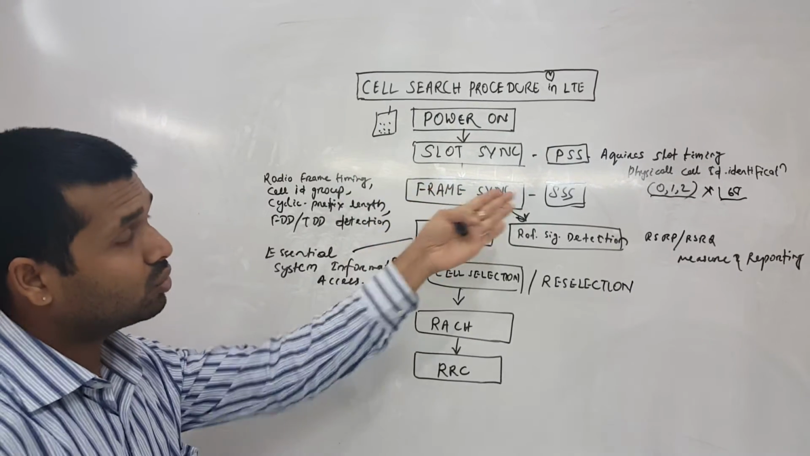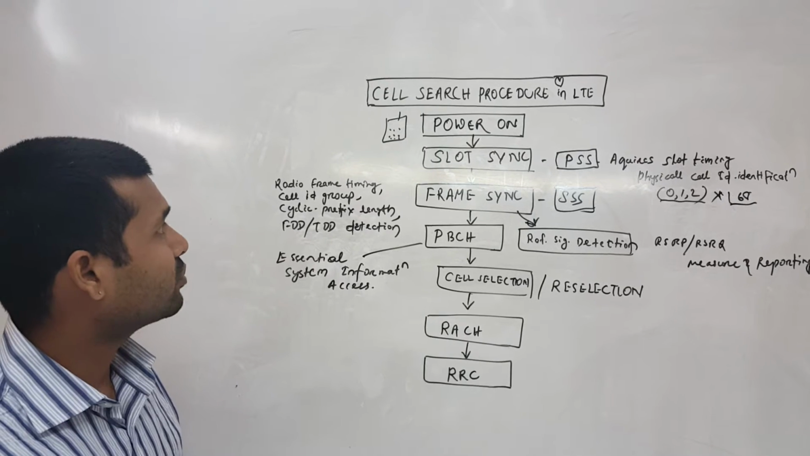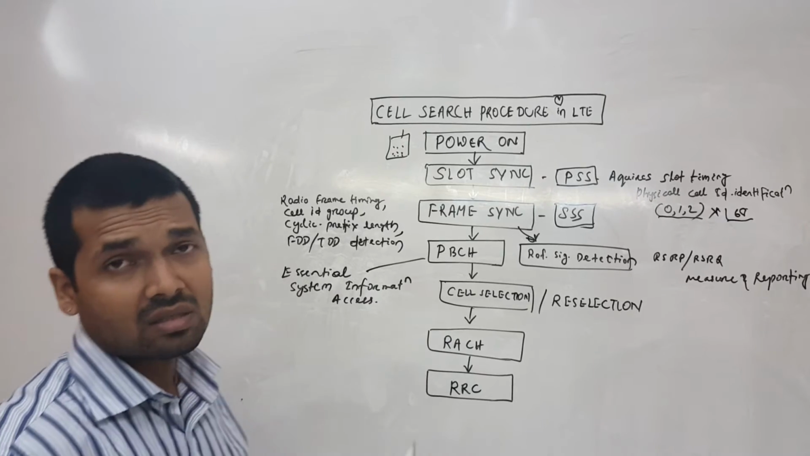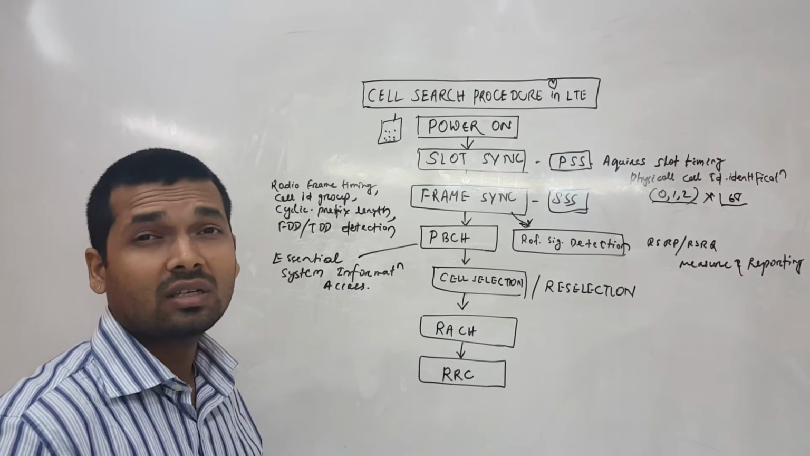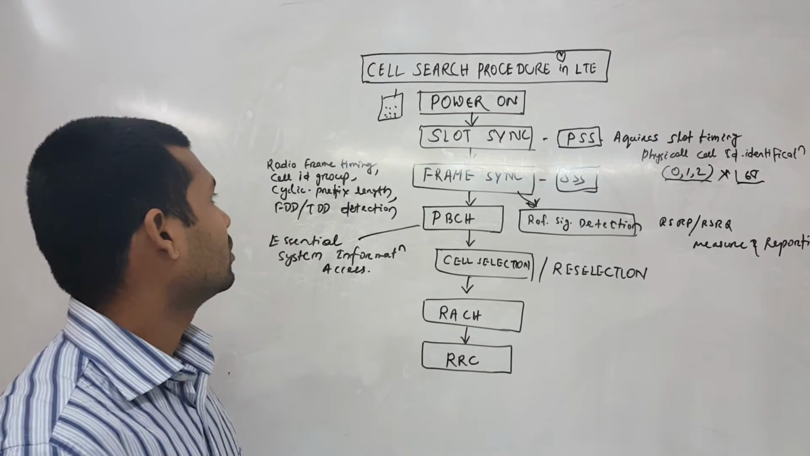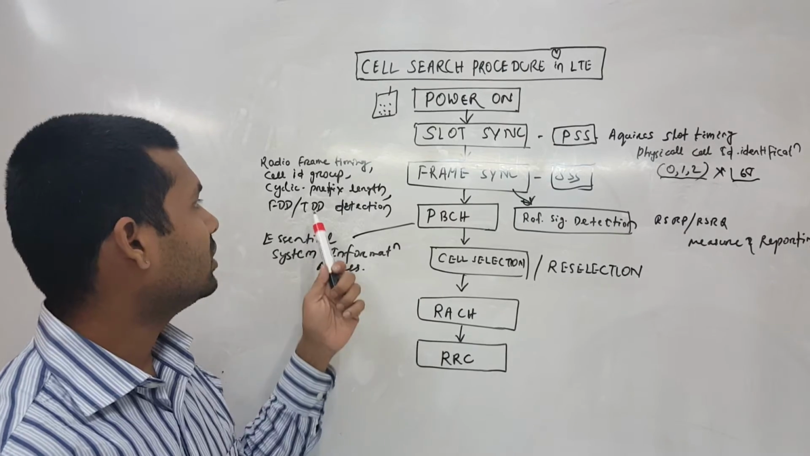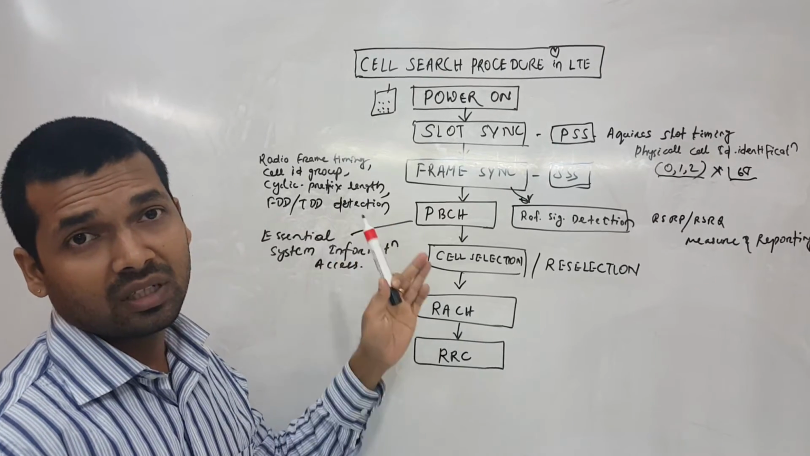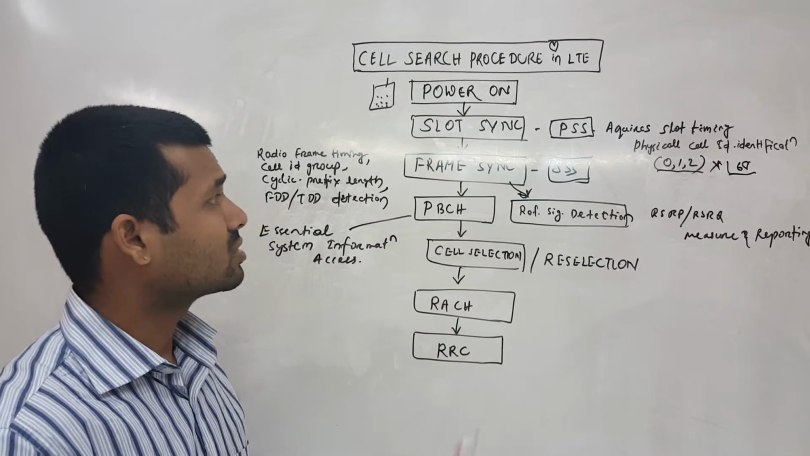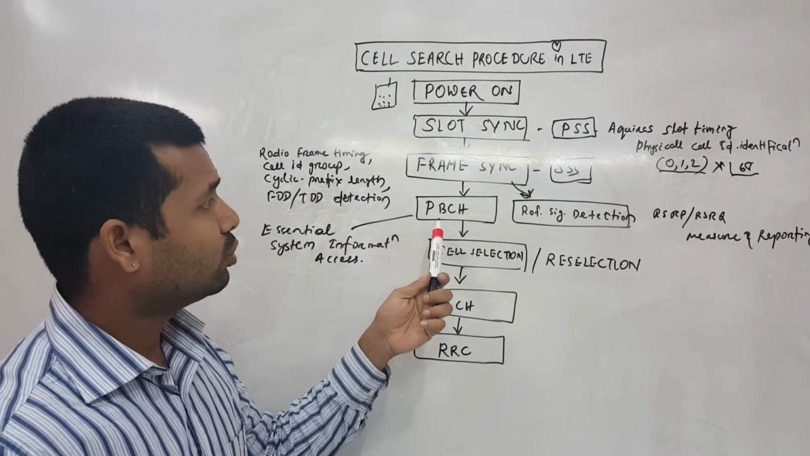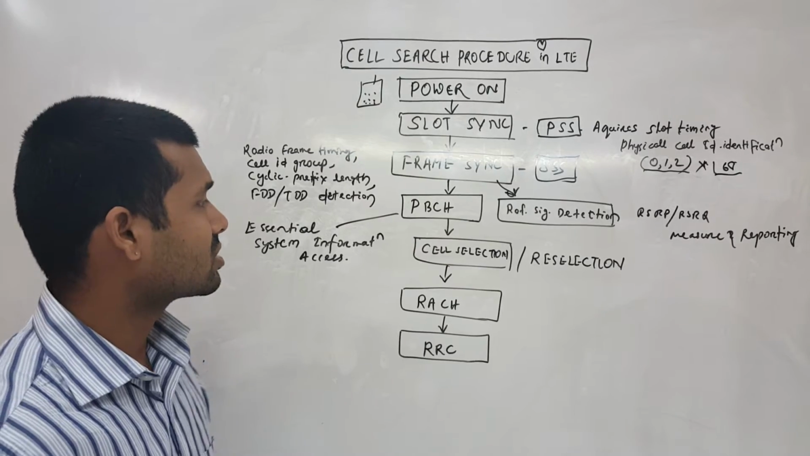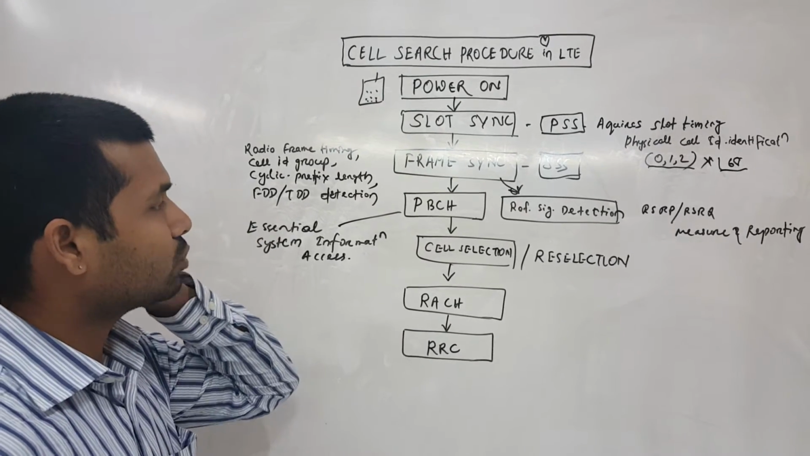And the other things we do in secondary synchronization are radio frame timing, cell ID group identification, and cyclic prefix length, like whether it is normal cyclic prefix, extended cyclic prefix, or the multicast cyclic prefix, that is 33.3 microseconds. So we get the cyclic prefix details. Then we get whether it is FDD or TDD mode. So all these details we get in the secondary synchronization signal. Then we'll be able to read the physical broadcast channel, or the broadcast channel, to get the necessary information about the network, to access the network.